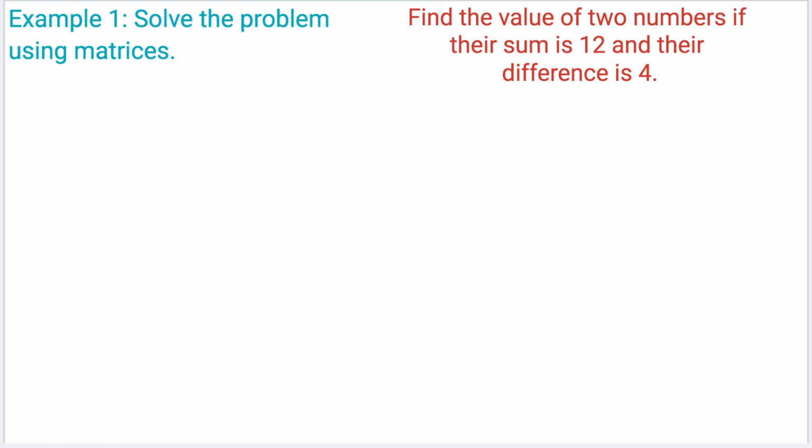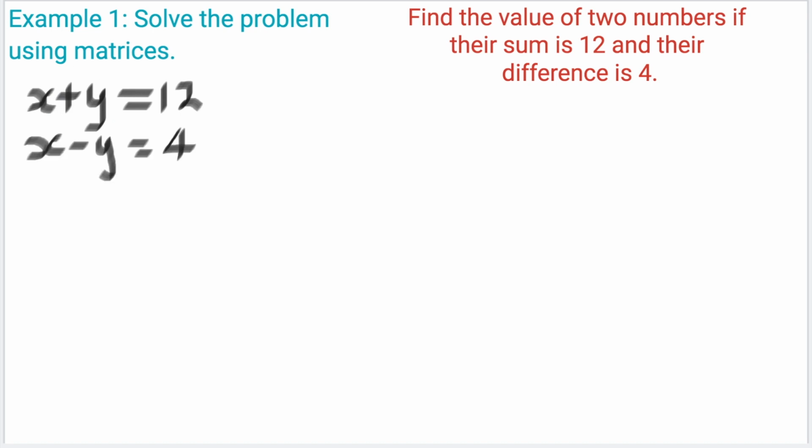The first thing we're going to do is come up with two equations. The first one is going to be using the keyword sum and the number 12. So if I have two variables X and Y and I add them, I'm going to get 12. And the second sentence says the difference is 4, so I'm going to subtract the two variables, X minus Y, and I'm going to get 4.